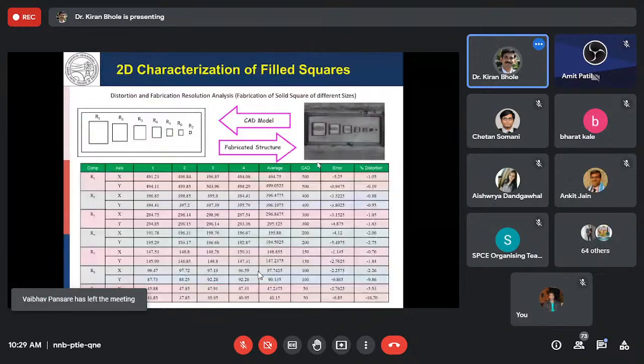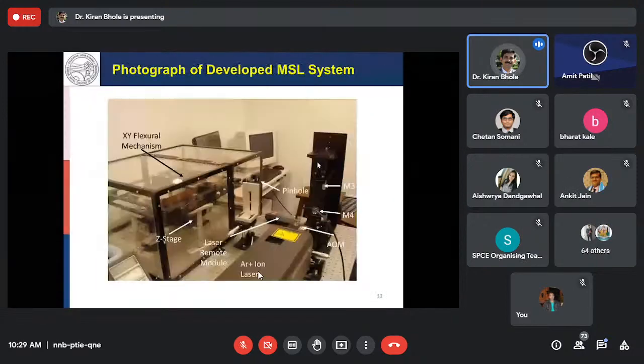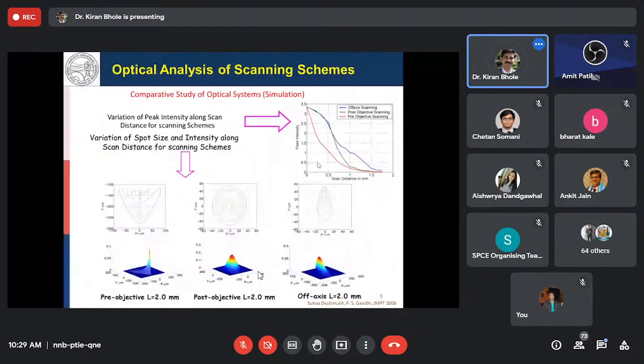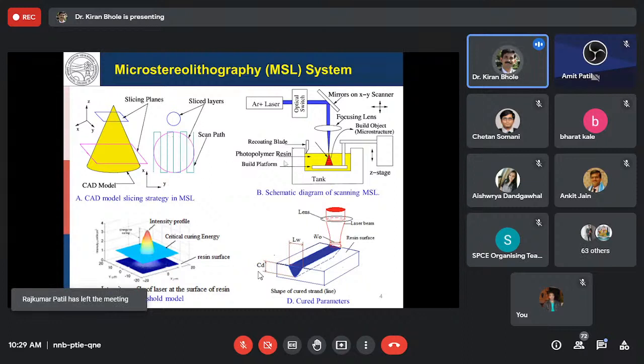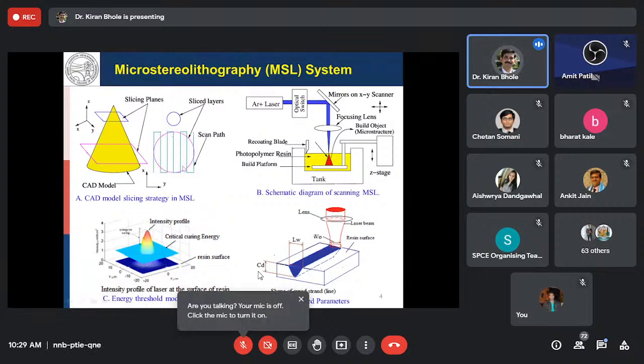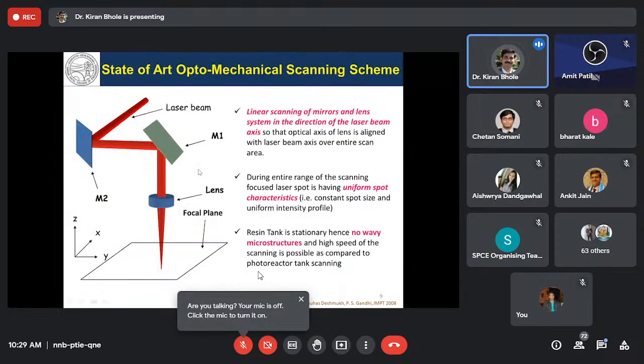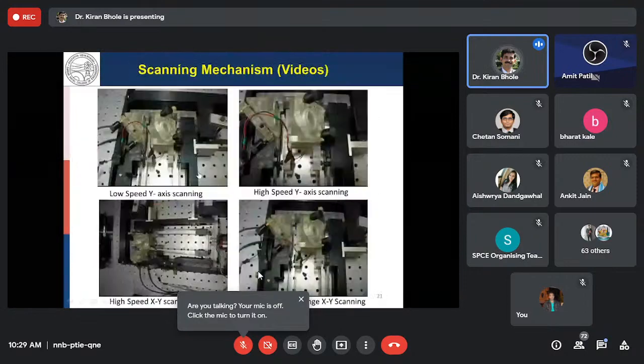I will take you to the MSL system over here again. So in MSL system, this is the CAD model sliced in this particular way. We have got the circles, and then the laser beam is focused on the free liquid surface, and each of this 2D layer is formed by scanning the laser beam line by line. What is in bulk lithography? Bulk lithography is something different.